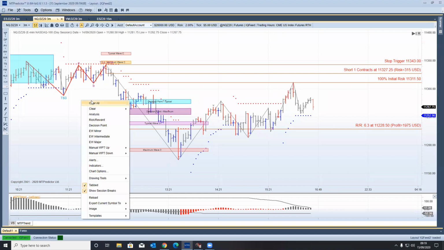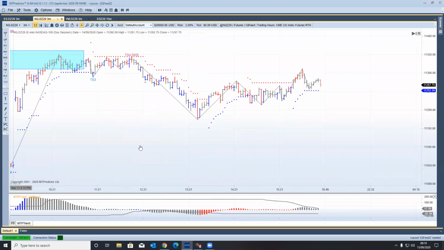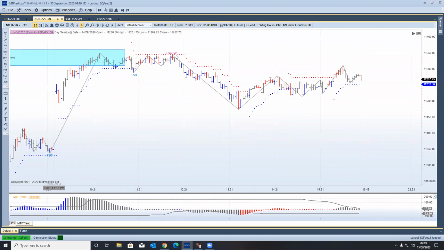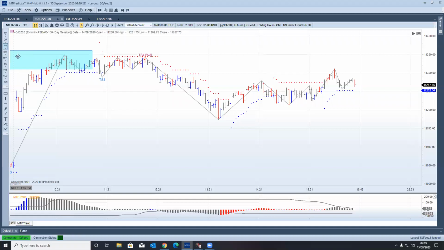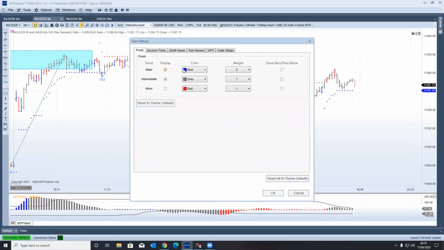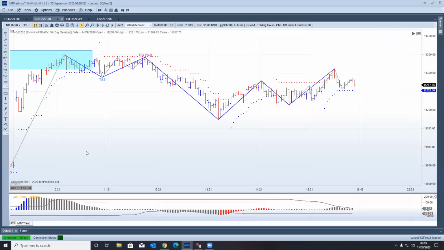So let's have a look at why this was a W3 or wave 3 trade setup. So what is a wave 3 trade setup? Well, a wave 3 trade setup is where we're trying to catch the end of the wave 2 to catch a wave 3. Let's have a look at, if I place the major pivots on, we can see this in a bit more detail.